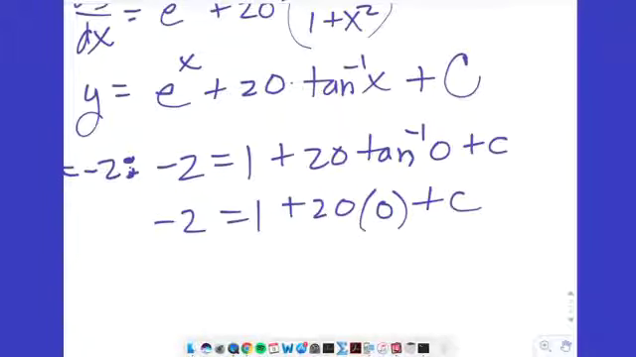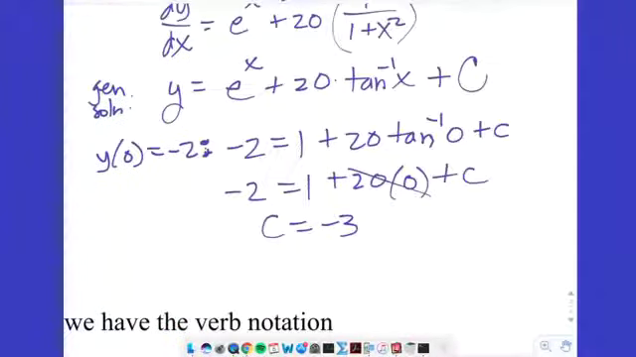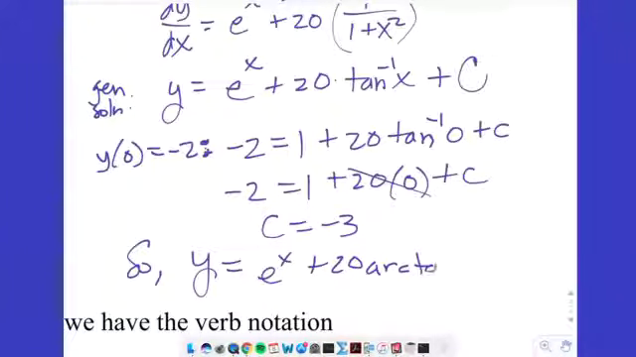Plus c, and that means then that term is gone. We bring the 1 across, and we get c equals negative 3. So the particular solution is y equals e to the x plus 20 inverse, or I'll write it as arctangent this time, and then minus 3. There is your particular solution.